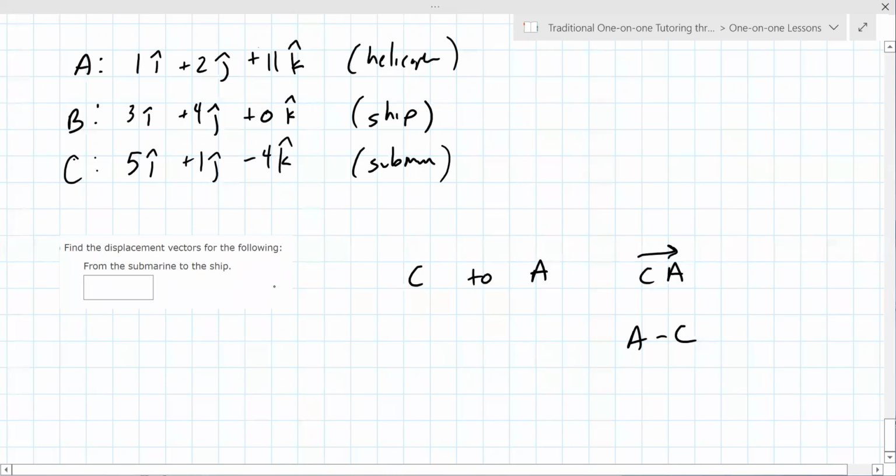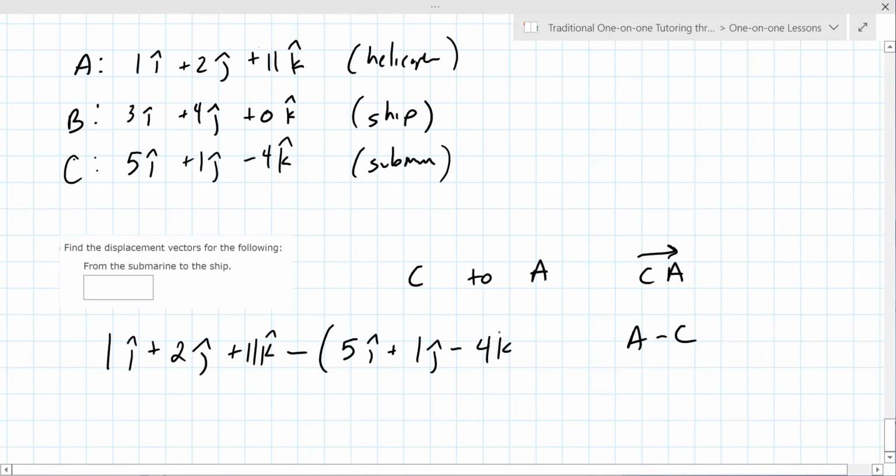So let me, I mean, you can write it out. It's 1 I hat plus 2 J hat plus 11 K hat. And then you subtract 5 I hat plus 1 J hat minus 4 K hat.